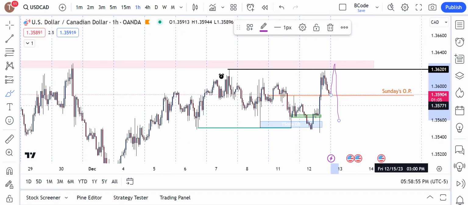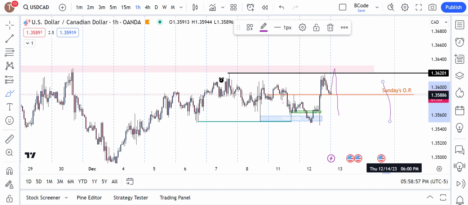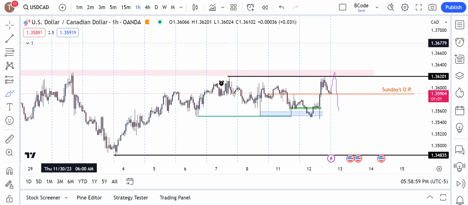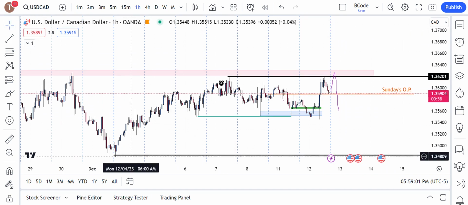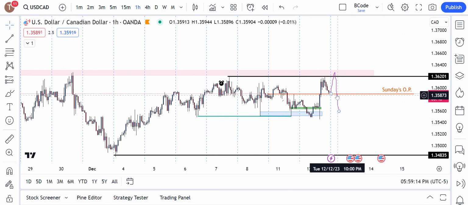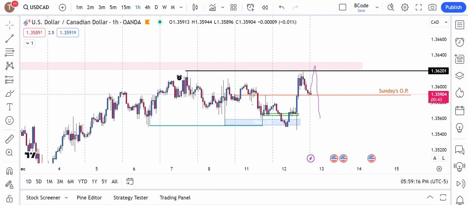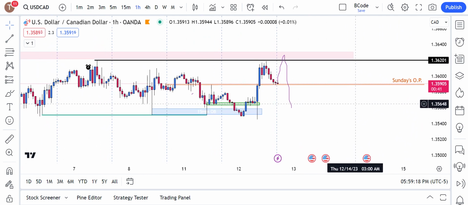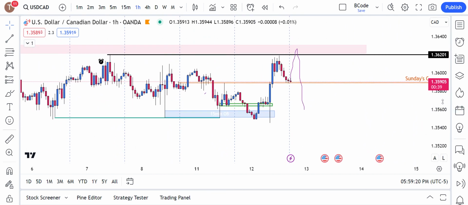I want price to come all the way back down to this area where I've already identified the most recent sell side liquidity from December 3rd, the week before last week, excuse me. So that's what I would like to see. And my focus and my hope is that tomorrow it happens and I will be very upset.